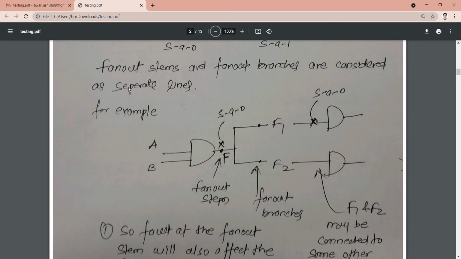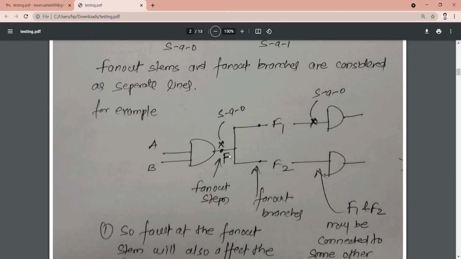Fan out stems and fan out branches are considered as separate lines. This is important to understand. What is a fan out stem and what is a fan out branch? Let us take an example. This is an AND gate. A two-input AND gate is shown here. A and B are the inputs and F is the output. This is known as the fan out stem, because it is feeding the other two outputs, F1 and F2. So these are the fan out branches.